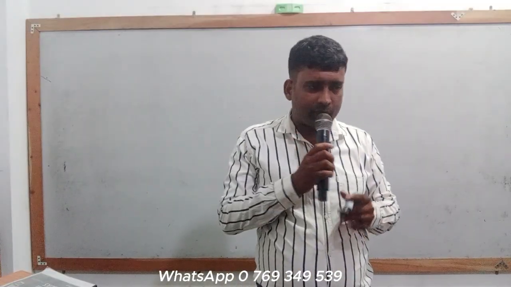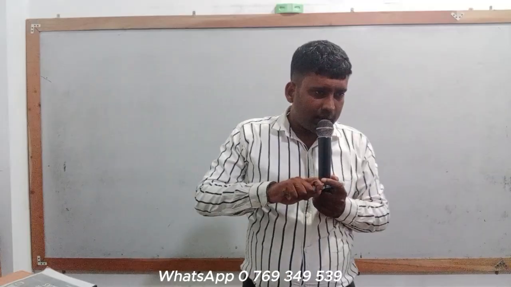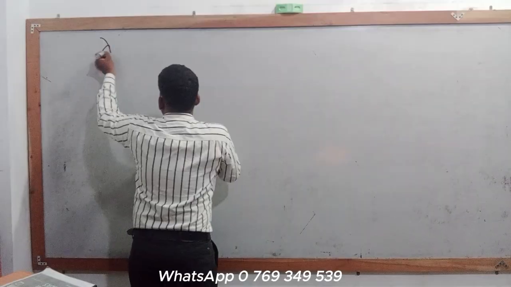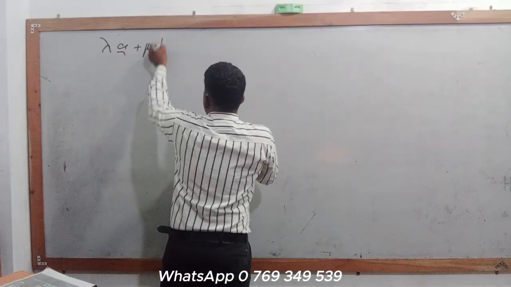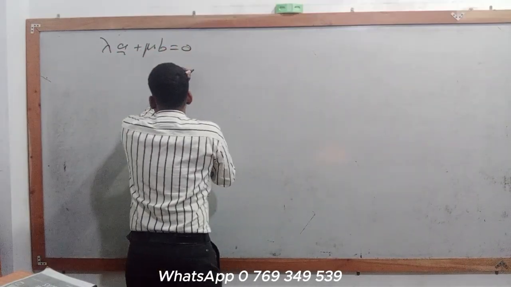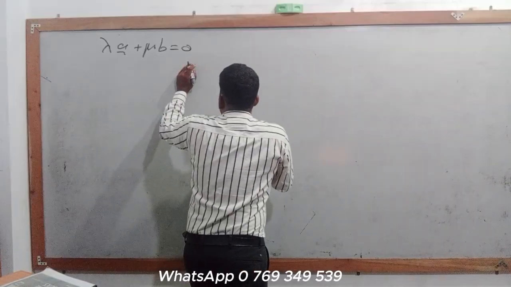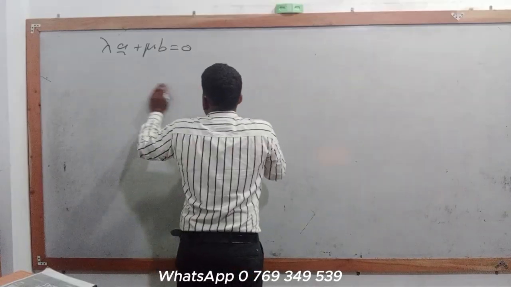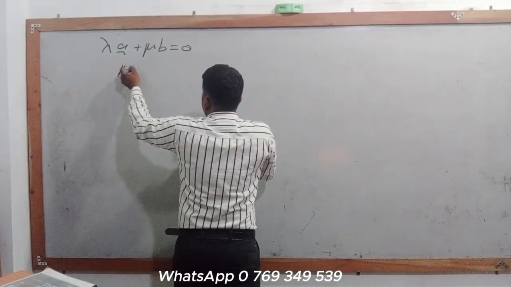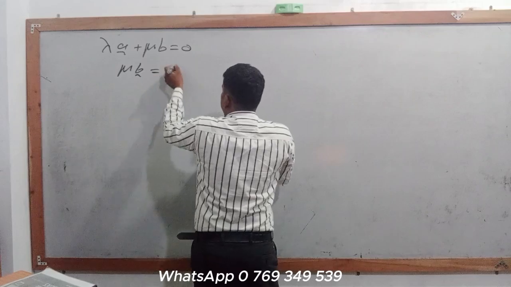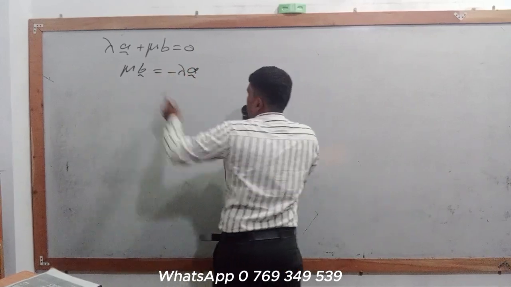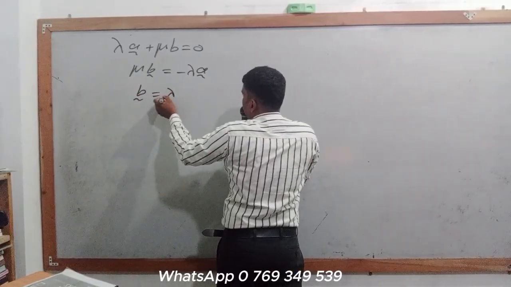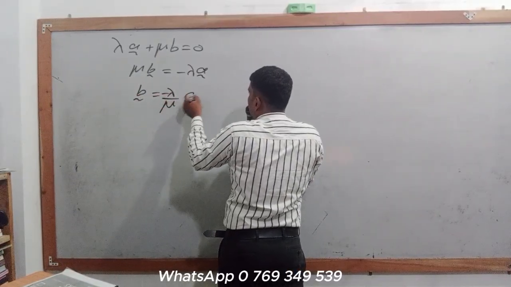Right. As lambda A plus mu B equals 0, we have to first prove that lambda equals 0. Now mu B equals minus lambda A. This one goes to the other side. Therefore, divide this one also. B equals minus lambda divided by mu, that is A.